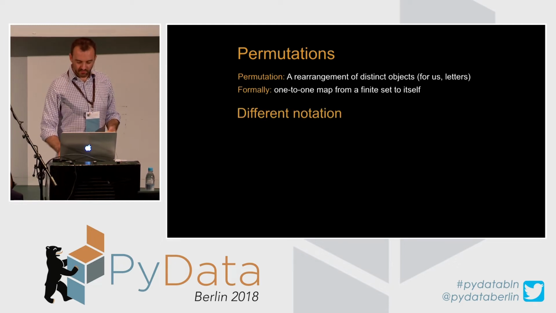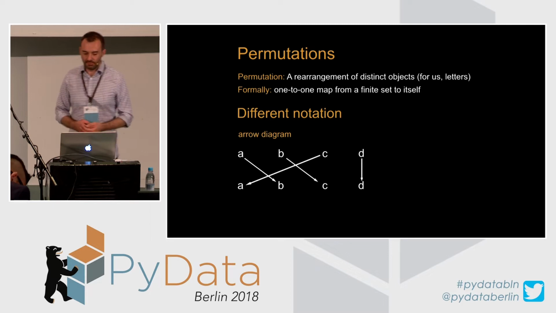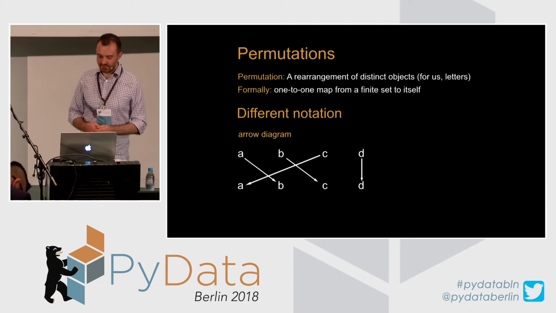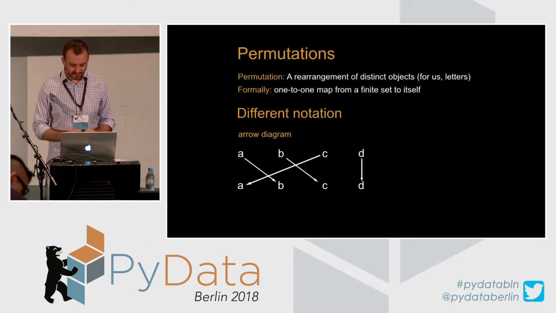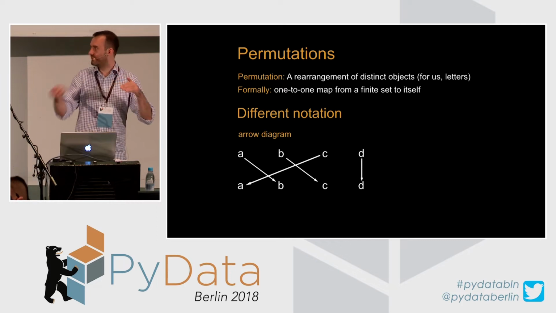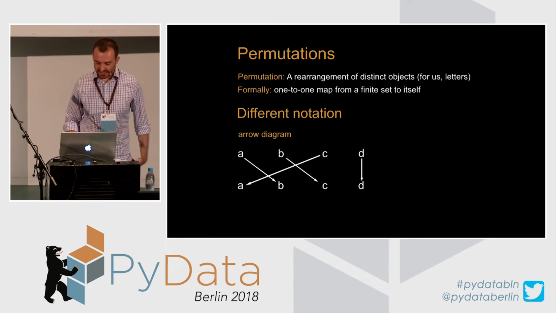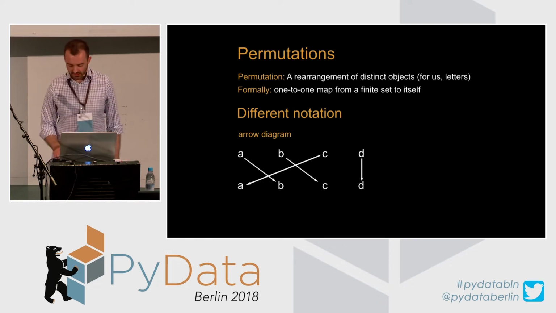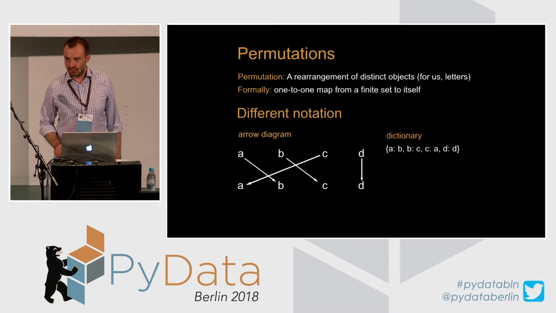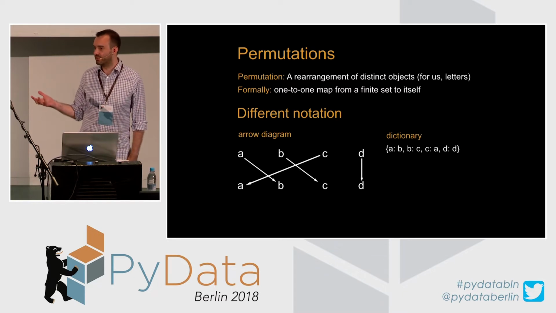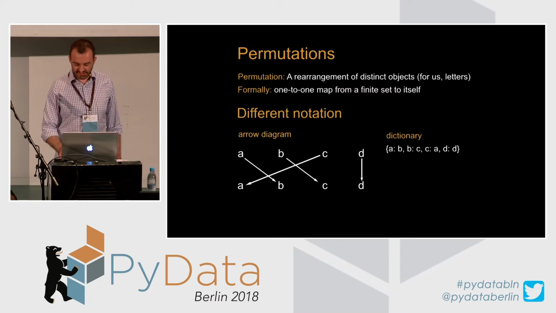How do we write them? Well, there's different notations. There's an arrow diagram, which is perhaps most explicit but also most bulky. So things from the top map via arrows to things on the bottom. We have an A mapping down to B, B to C, C back to A, and so on. D remains where it is. This is, of course, just a Python dictionary, if you like, so we can express the same thing with slightly different notation.